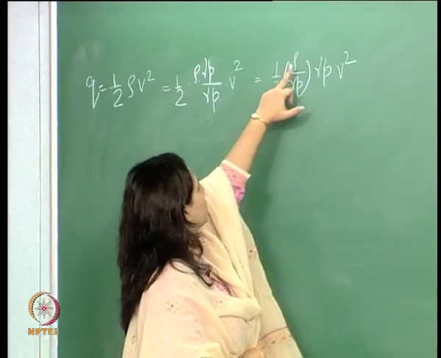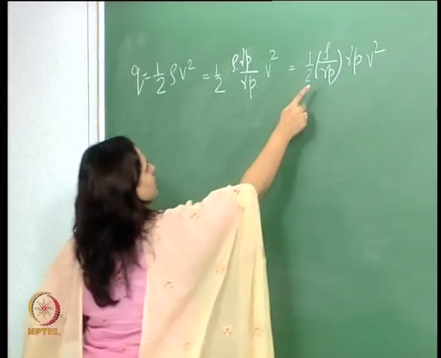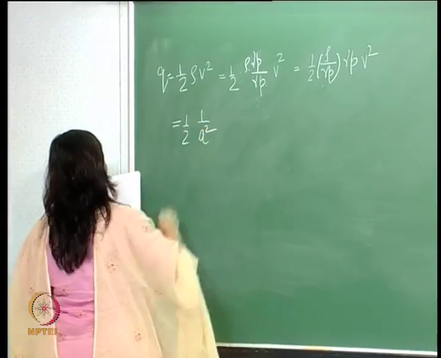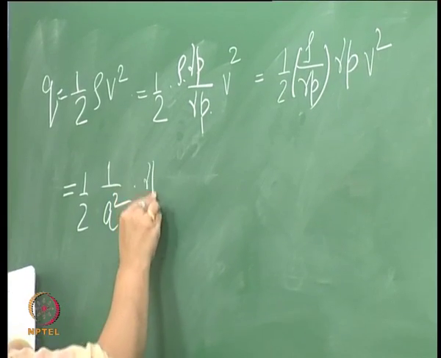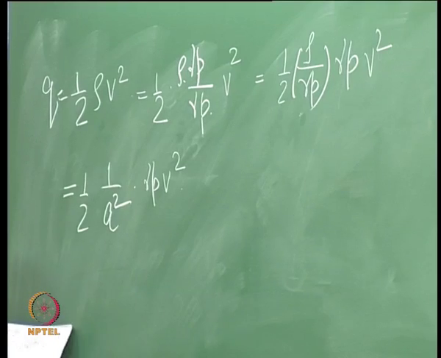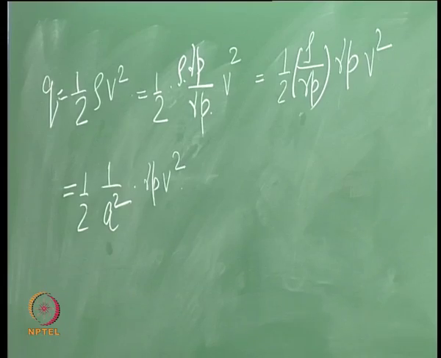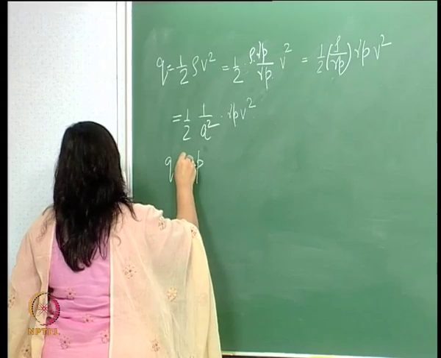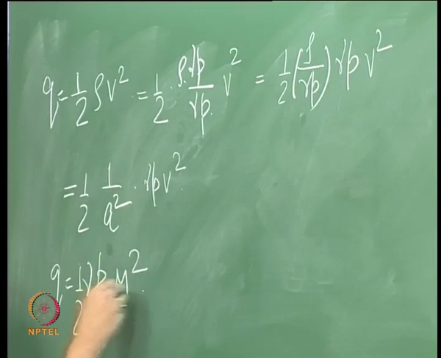So now do you recognize what rho by gamma p is? You remember this one? So basically we introduce the speed of sound, and we have gamma p v square, and again if you see this v by a, this becomes a Mach number, right. So therefore Q I can also write as half gamma p Mach number squared.